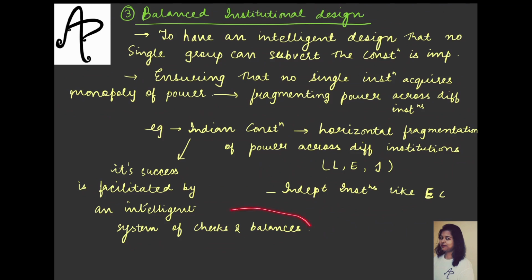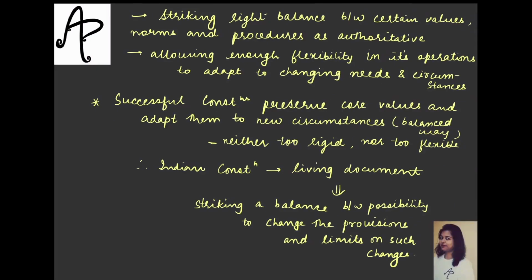And if they do so, there will be another institution to take care of those checks and balances, कि वो check maintain करें और उसके वजह से वो balance को maintain करें. Okay? So striking the right balance between certain values, norms, procedures, these are very important, ठीक है, as authoritative. We have to maintain that balance between them because they are giving you that authority. And also we need to allow enough flexibility in the operations, right? It cannot be so rigid. We have to adapt to the changing needs and circumstances also.